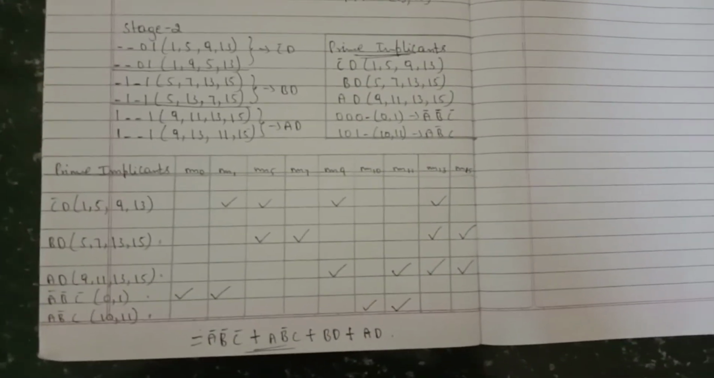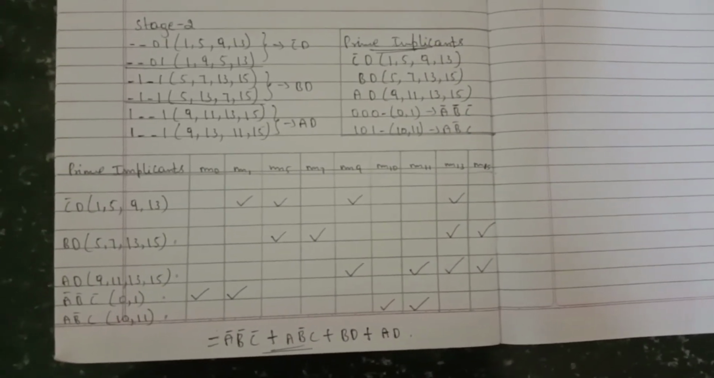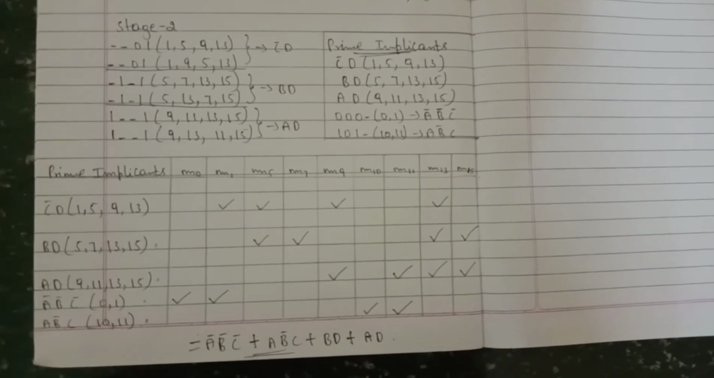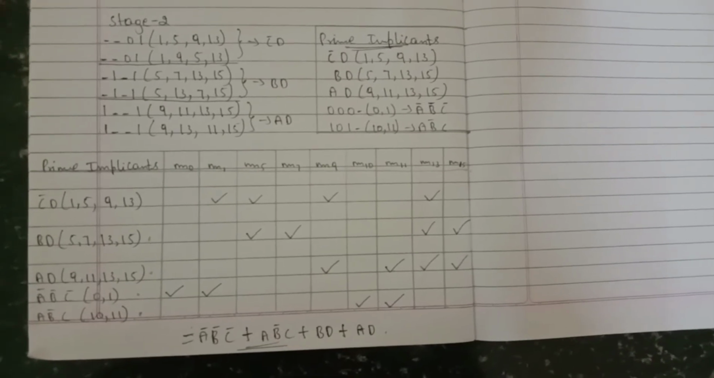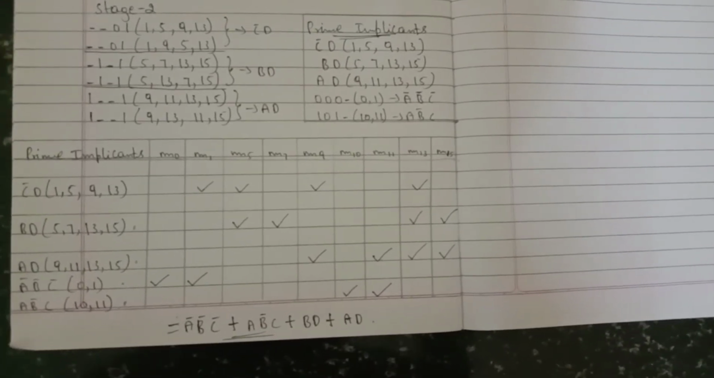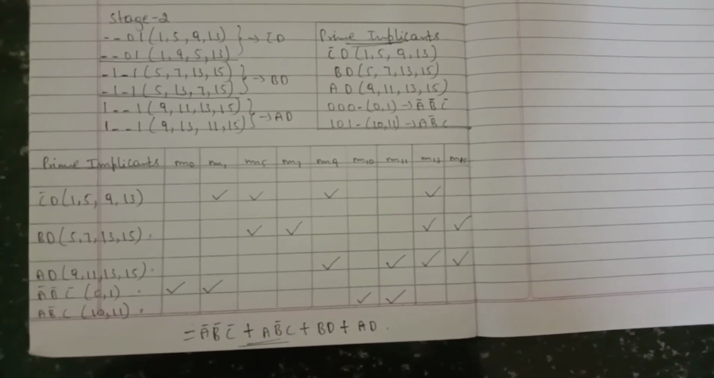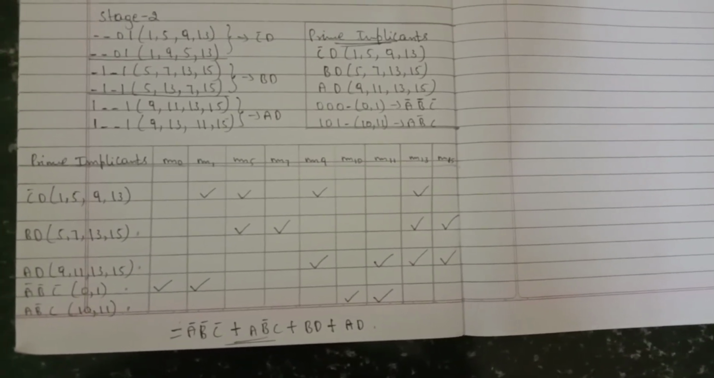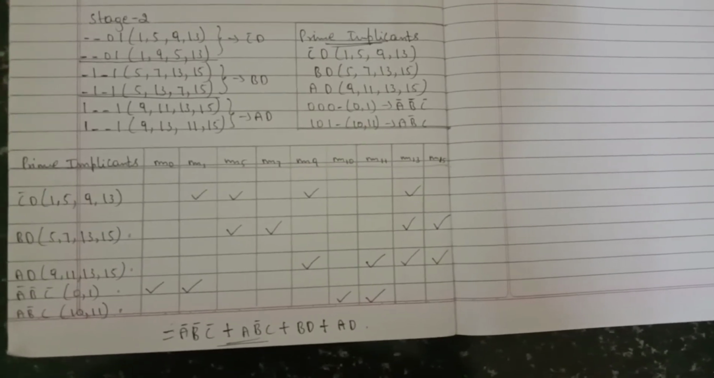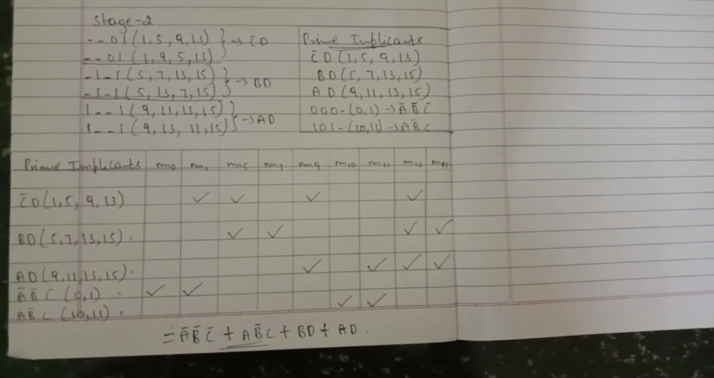Then we should plot the table. First we should write the prime implicants that we obtained, that is C bar D, BD, AD, A bar, B bar, C bar, A, B bar, C. Then we should write the minterms M0, M1, M5, M7, M9, M10, M11, M13, M15.